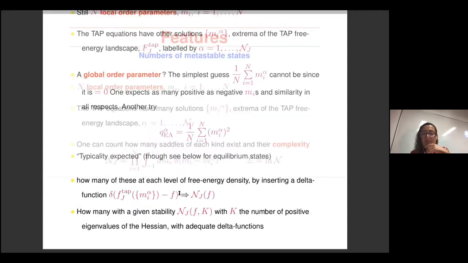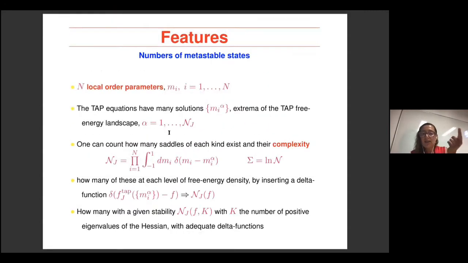Okay, this I can jump over. I said that you can count them. There are ways to do these calculations. Basically, what you have to do is integrate over all the possible m_i, asking that m_i is equal to one of these solutions. And there are tricks to do that. And like this, you can compute what are called the complexities.